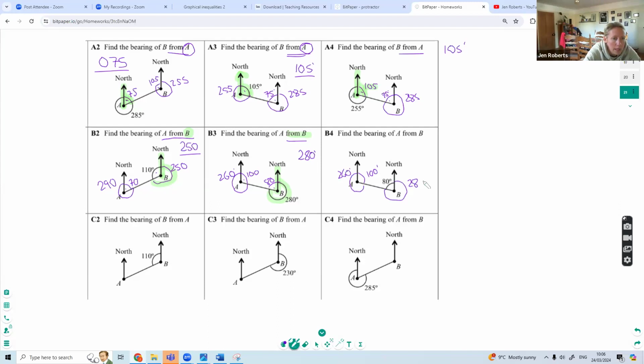Right, what are we doing here? A from B. From B, we're starting at B. Here's B, north, clockwise, 280. Just going to put all my information in. From A, A's here. Let's go north, clockwise, 70. You need 3 figures, so 070.